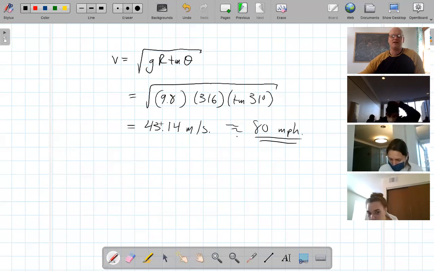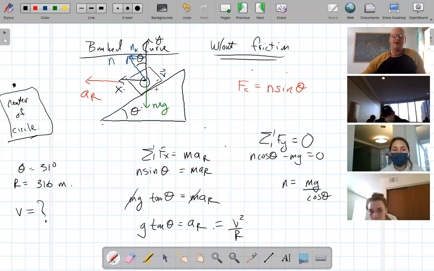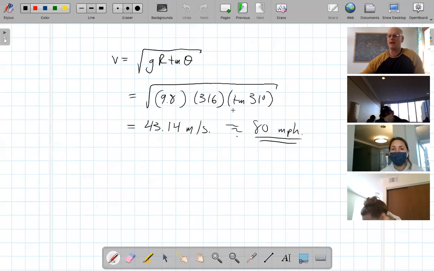Now, let's talk about some interesting things about this. The first interesting thing is notice this doesn't depend on the mass. So what does that mean? That means that whether I was driving a little car or a tank or a big car or a Hummer or whatever, it doesn't matter what it is, this velocity, v, would be exactly the same. Whether I was driving a sports car or a tank or anything else, I could go through this corner at 80 miles per hour with the same effect. It does not depend on the mass, which is actually rather interesting.